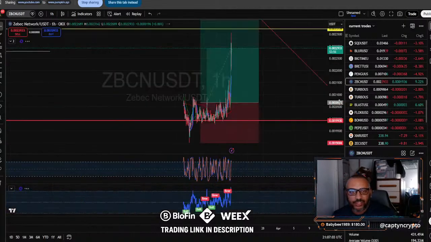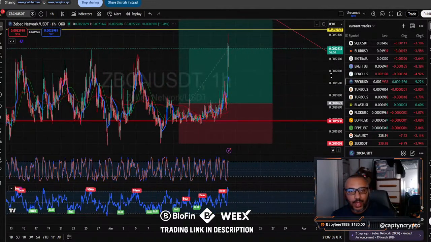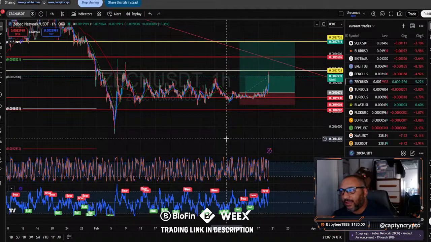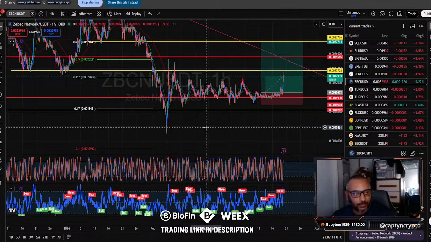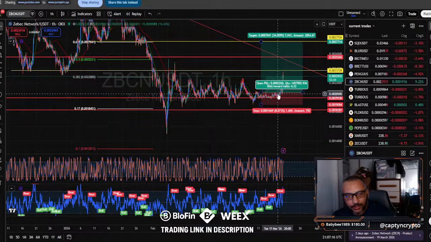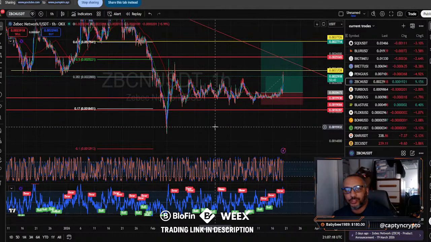I can't believe this thing started moving. I can't believe it started moving. ZBZN, everybody. No stop loss was touched. It held support and it started going.